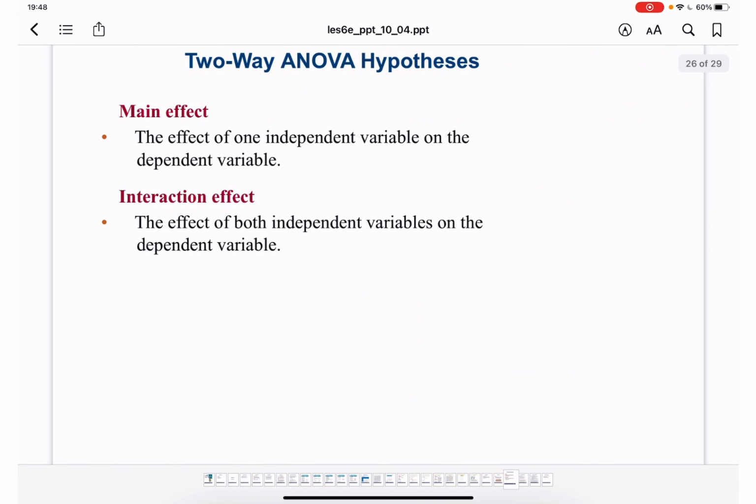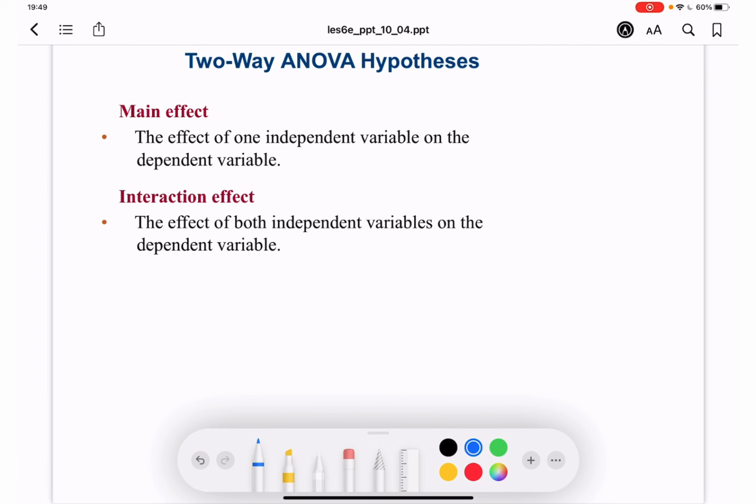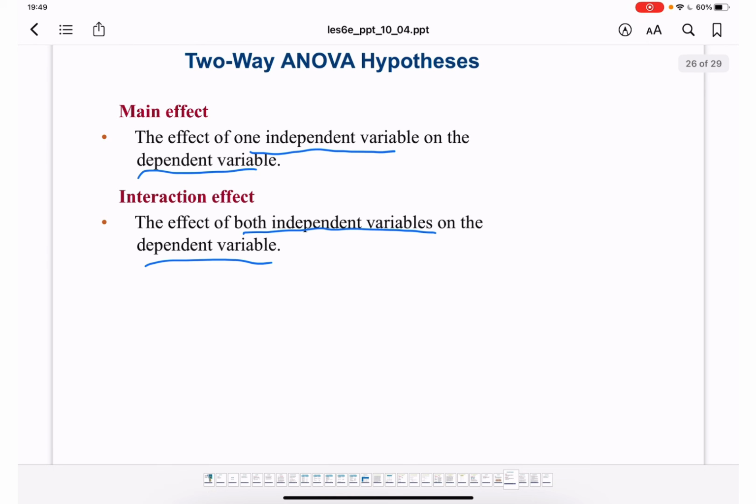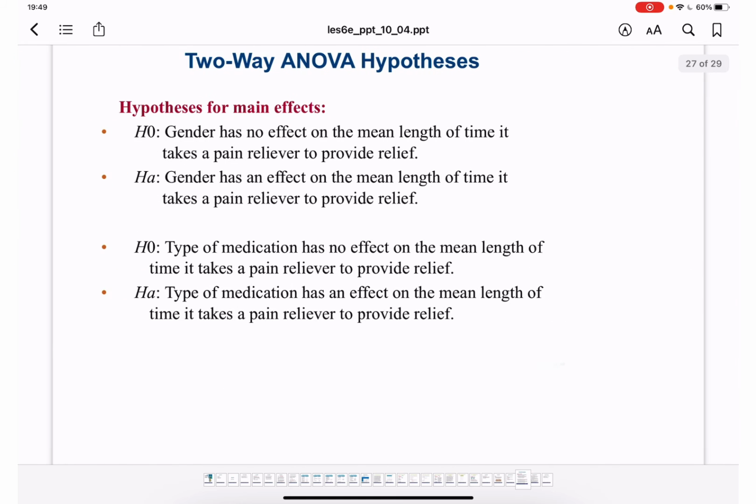So the main effect we are going to explore is the effect of one independent variable on the dependent variable. I already said. Interaction effect is when both independent variables act on the dependent variable. I talked about it a minute ago. Okay, this is about the TwoWay ANOVA hypotheses.